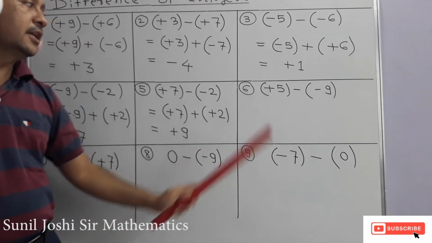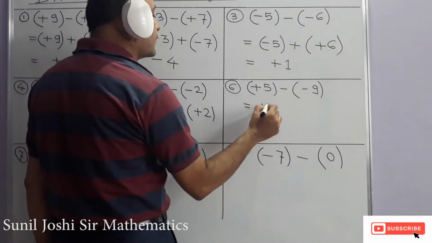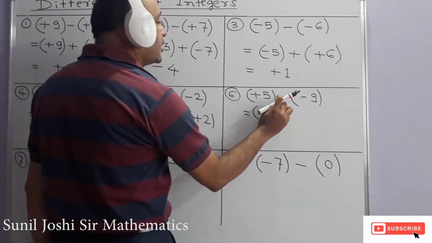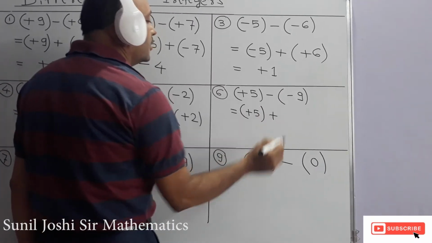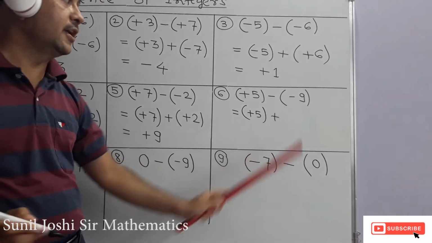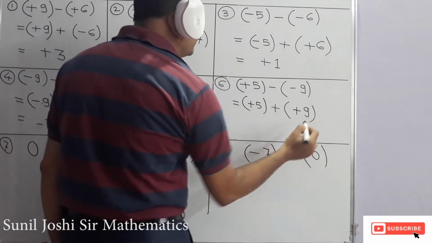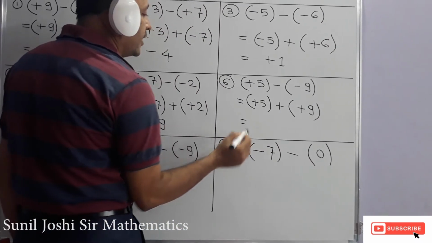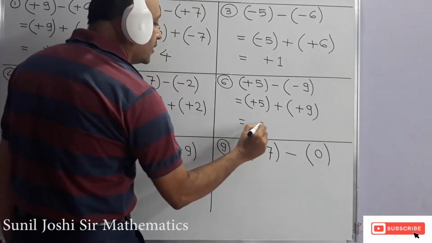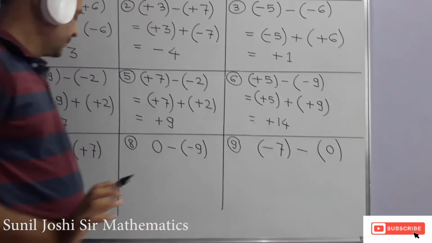Next example is here, that is positive 5 as it is. Then subtraction is converted to addition. So after that, what is going to change? The opposite number of negative 9 is positive 9. Then similar signs do addition, that rule we are applying. 5 plus 9 is 14 and the sign is positive. There is no question of negative sign.